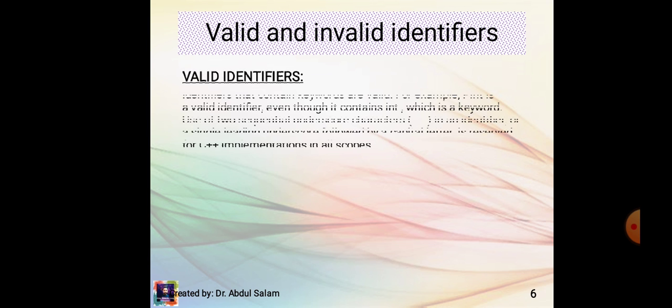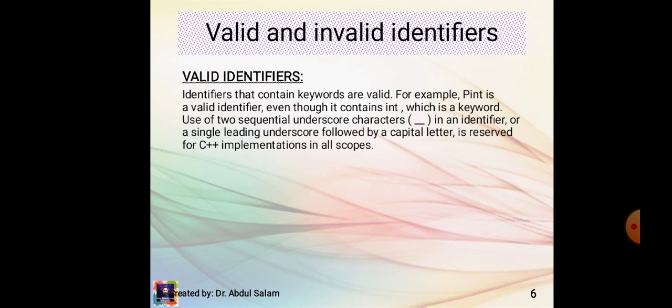What are valid and invalid identifiers? First of all, valid identifiers. Identifiers that contain keywords are valid. For example, pint is a valid identifier even though it contains int, which is a keyword. Use of two sequential underscore characters in an identifier or a single leading underscore followed by a capital letter is reserved for C++ implementations in all scopes.